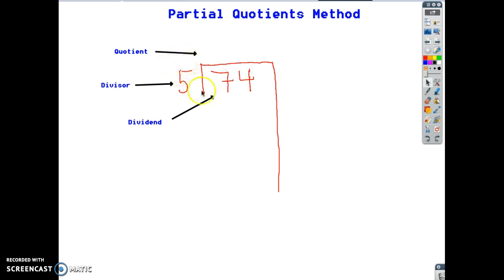So we're going to do a couple examples here, and then hopefully by the end you will be able to do multi-digit division here. These are ones that you normally wouldn't be able to do in your head.